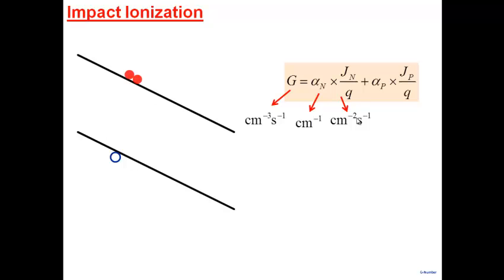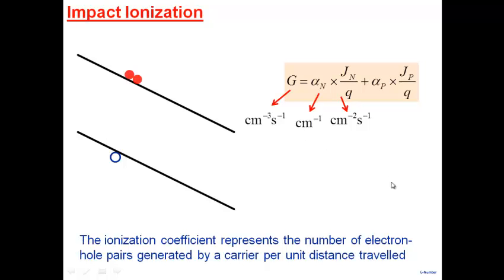All right, you can see here the units. Jn by q would be the number of electrons flowing per centimeter square per second. Generation rate is per centimeter cube per second here. The units of alpha n are 1 by centimeter here. So this ionization coefficient represents the number of electron hole pairs generated by a carrier per unit distance traveled here. That's the interpretation here.